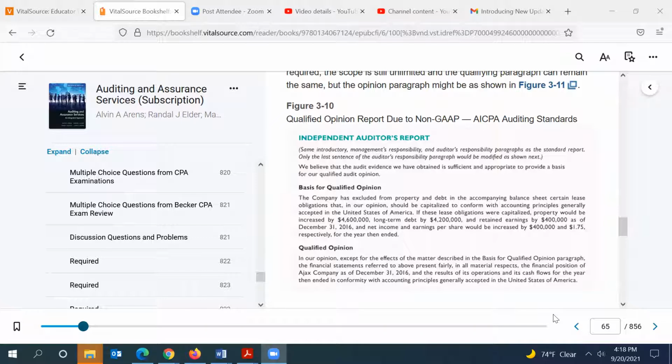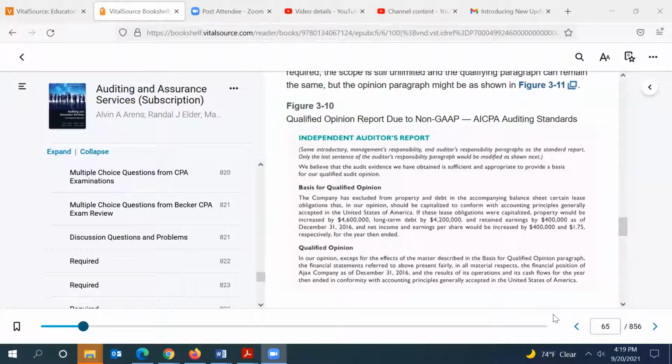Then next, the basis for, there's that word again, qualified opinion. So the company has excluded from property and debt on the balance sheet certain lease obligations that, in our opinion, should be capitalized to conform with accounting principles generally accepted in the United States of America. If these lease obligations were capitalized, property would be increased by $4.6 million, long-term debt by $4.2 million, and retained earnings by $400,000 as of December 31st, and net income and EPS would be increased by $400,000 and $1.75 per share, respectively, for the year then ended.